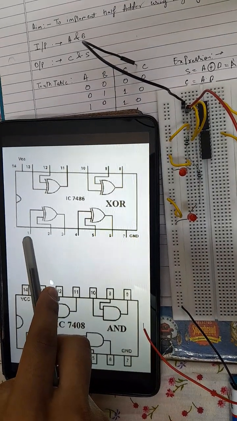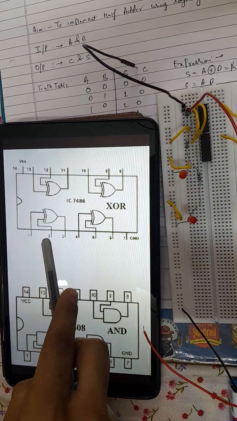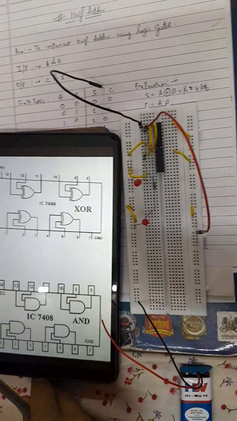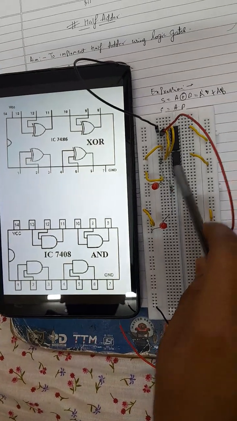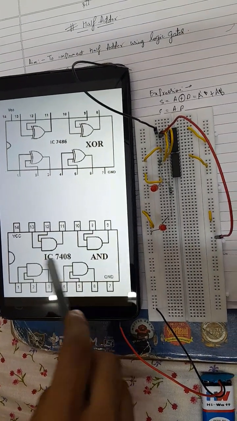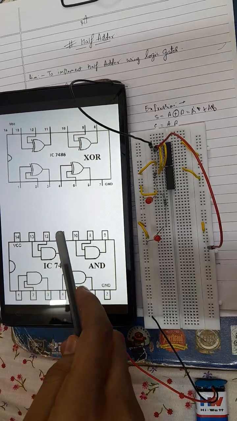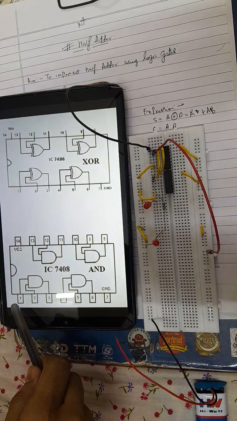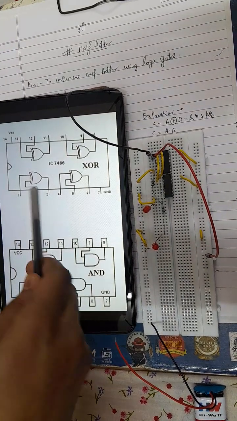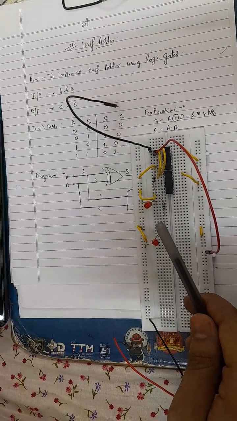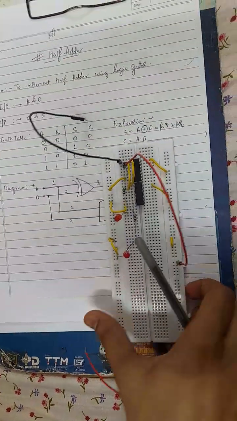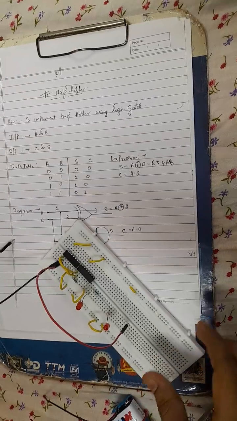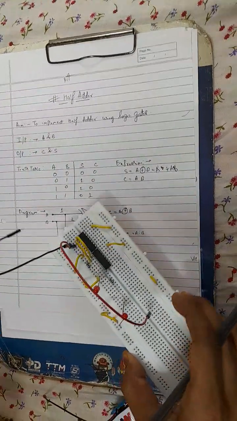The input pins of this XOR IC are 1 and 2, and the inputs are connected to VCC or the ground, whatever our input combination requires. Similarly, we have our AND IC, IC 7408. Like the XOR IC, it has 14 pins, but we have only used 1 and 2. We will now try to visualize the connections of these ICs.